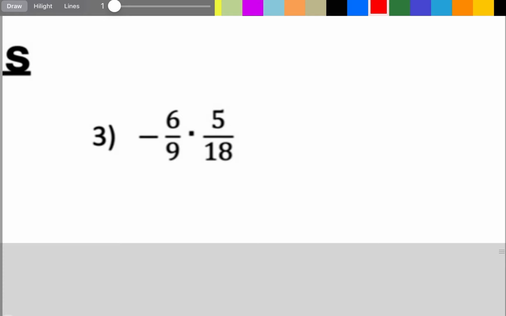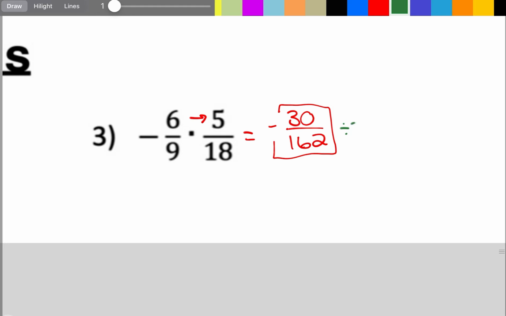For number 3 here, we got some multiplication to do with the 6 and the 5. That'll give us 30. And then we got 9 times 18, which is 162, according to my calculator. Now, yes, this is a big number. It can be intimidating to break down, but you can do it. All right, let's start with 2. I can chop both of these guys in half. That'll give me 15 over 81.